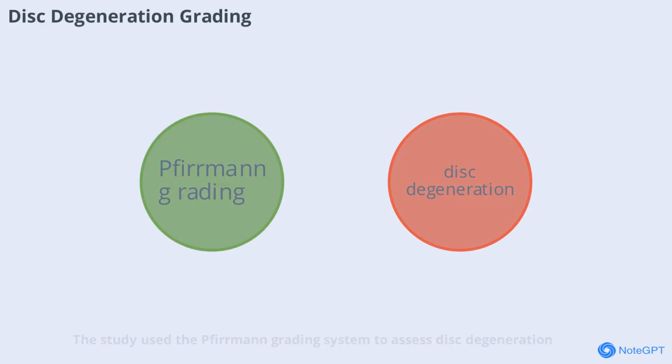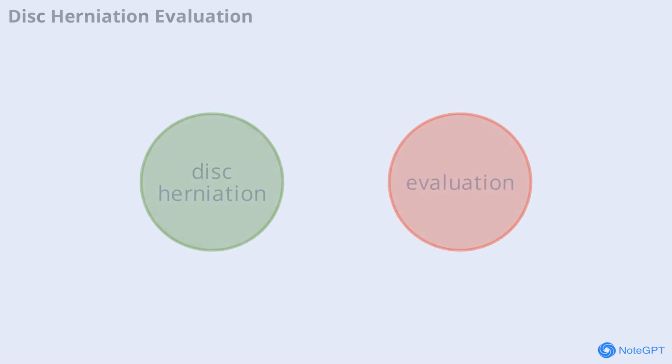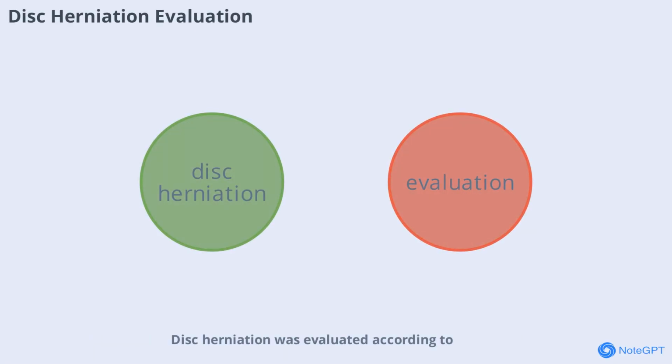The study used the Fuhrman grading system to assess disc degeneration, focusing on grades 3 to 5, which represent moderate to severe disease. This standardized approach allows for consistent comparison across patients and helps clarify the relationship between Modic changes and disc health. Disc herniation was evaluated according to the American Association of Orthopedic Surgeons criteria, including all forms such as protrusion, extrusion, and sequestration. This comprehensive assessment ensures that all clinically relevant herniations are captured in the analysis.